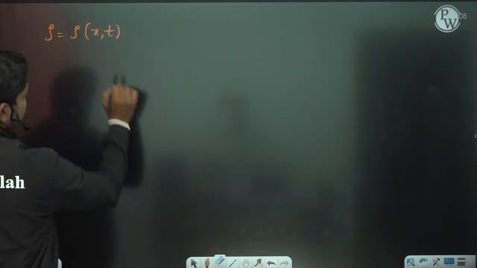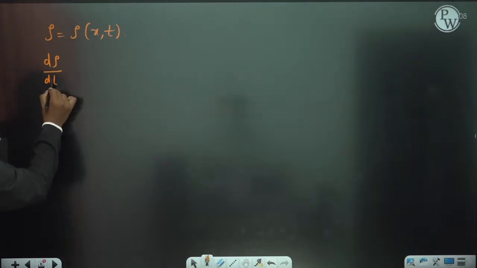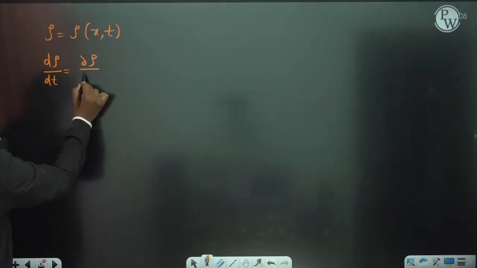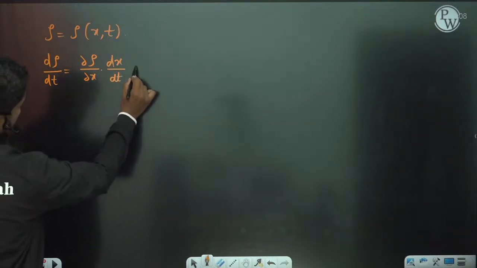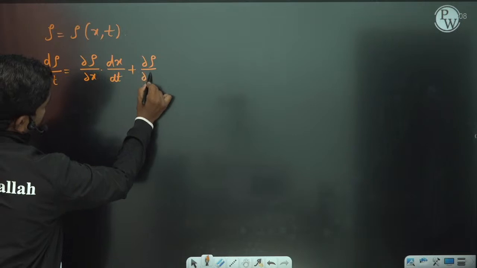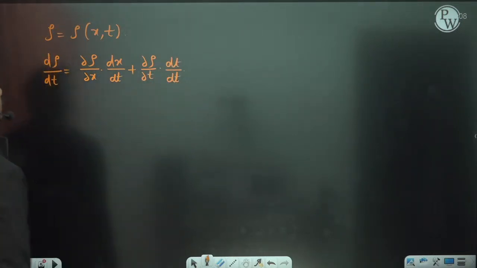Okay, so d rho by dt is equal to dou rho by dou x into dx by dt plus dou rho by dou t into dt by dt. Okay, so this is what you actually have here, correct?